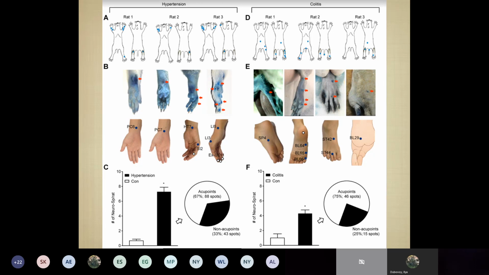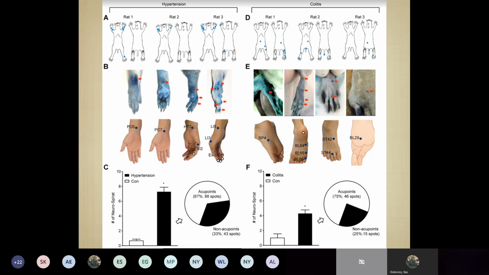So, interestingly, when the rats were subjected to this hypertension model by immobilization, which we will see in the next slide, they had extravasation of the dye into areas of the forearm corresponding to the roughly C8-T2 dermatome, which also corresponds to the sympathetic innervation of the heart. These areas of the skin remarkably correlate with known acupuncture points, which are actually relevant to cardiac function.